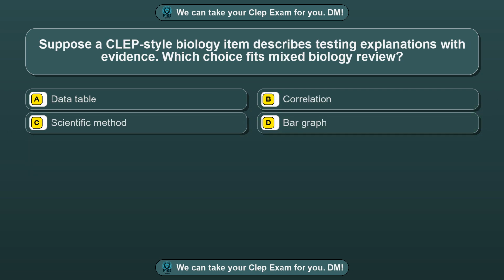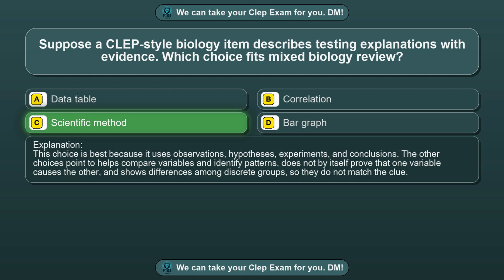Question 52. Suppose a CLEP-style biology item describes testing explanations with evidence. Which choice fits mixed biology review? Option A, data table. Option B, correlation. Option C, scientific method. Option D, bar graph. The correct answer is option C, scientific method.